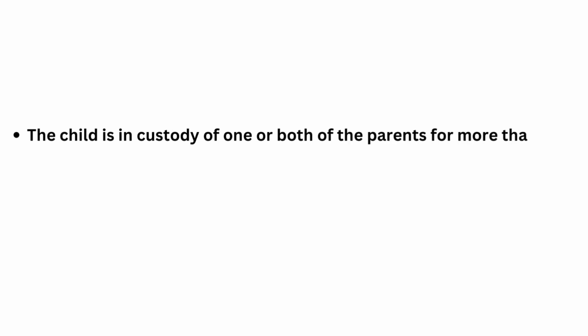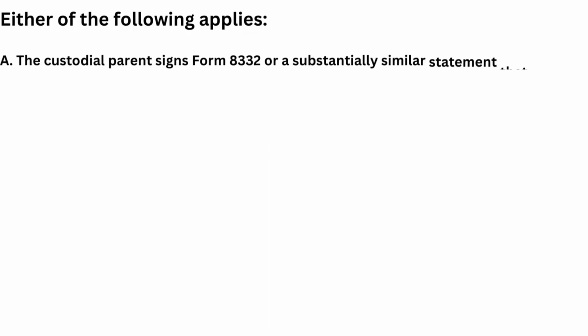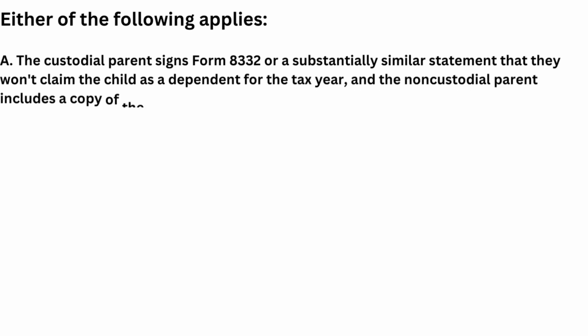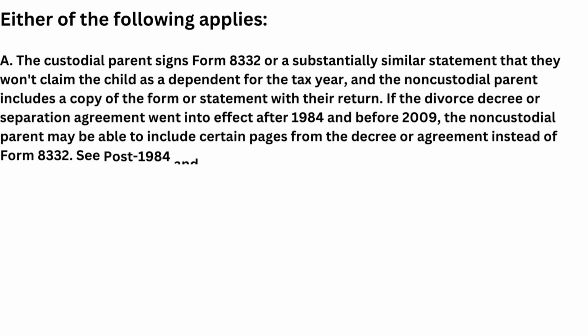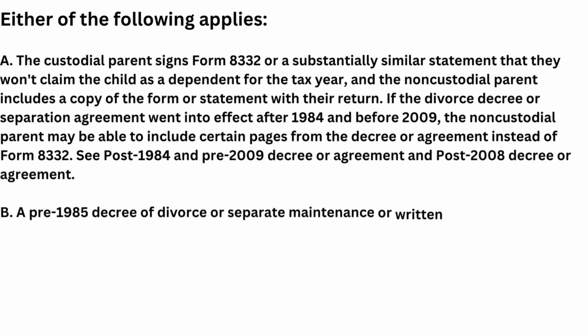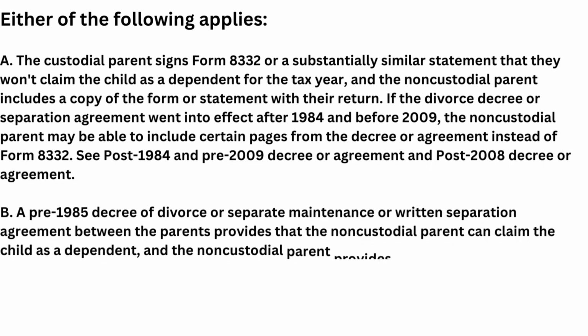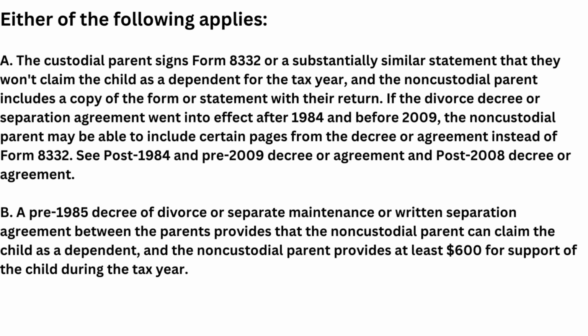A child will be treated as the qualifying child or qualifying relative of the child's non-custodial parent if the child is in custody of one or both of the parents for more than half of the tax year. The custodial parent signs Form 8332 stating they won't claim the child as a dependent for the tax year, and the non-custodial parent includes a copy of the form or statement with their return. Form 8332 will be covered in another video in detail.